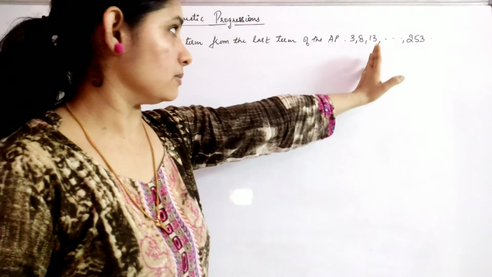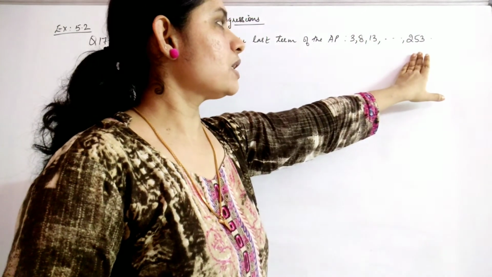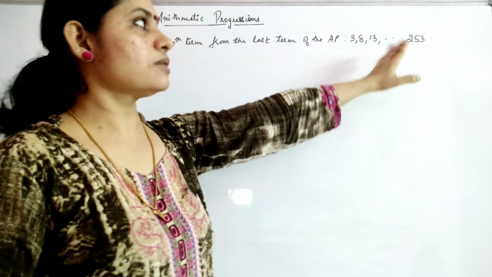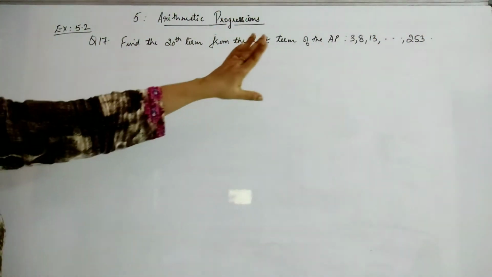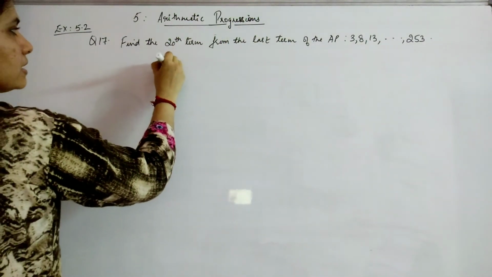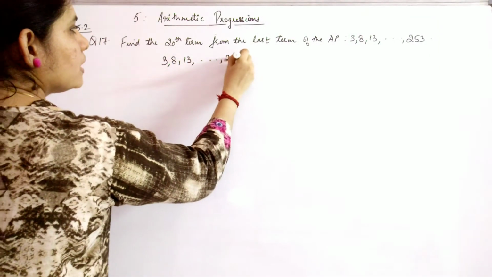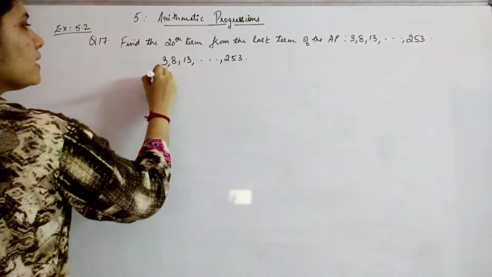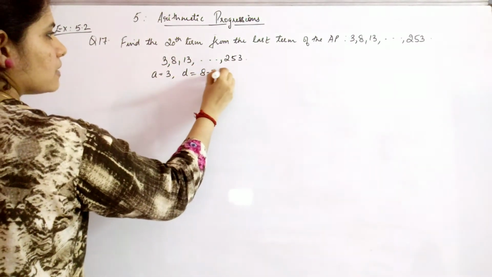20th position term. Okay. Now from this side, if we are taking this sequence, we cannot say which will be the 20th term from the last. So the easiest method to do the problem is to reverse the order of the given sequence. What is given? Sequence given is 3, 8, 13, etc., 253, right? This is the sequence given. Here your A is 3 and D is 8 minus 3, which is 5.